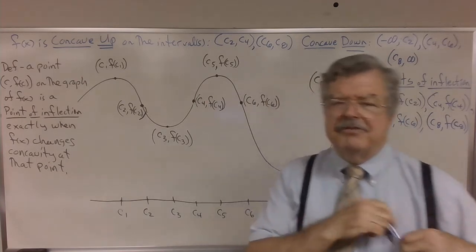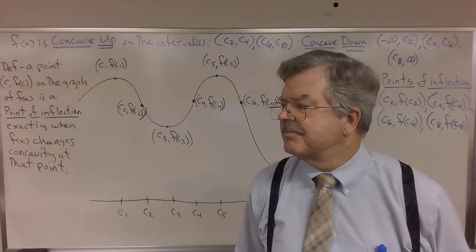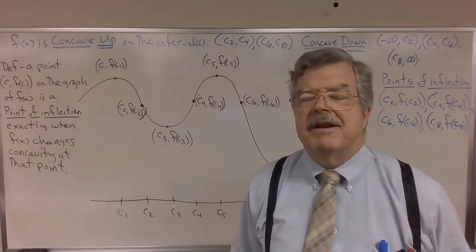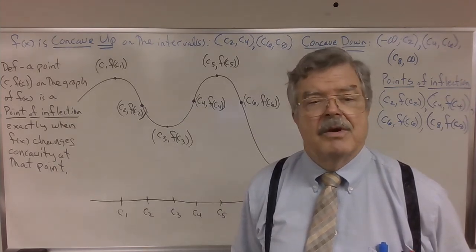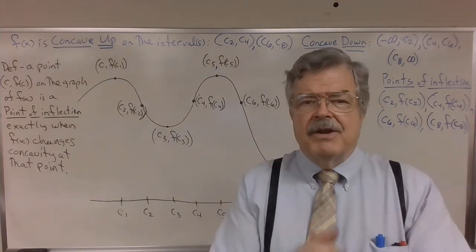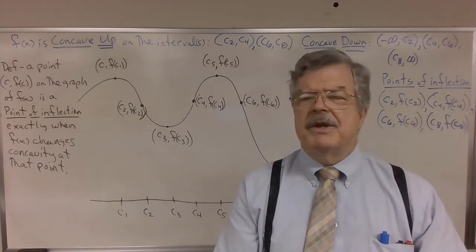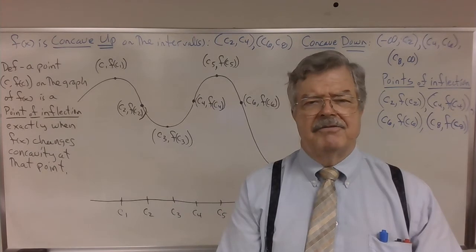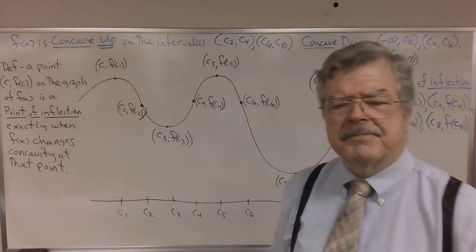Now, we have a conceptual idea of concavity. And we've identified or given a name to a point on the graph where the function changes concavity. If we don't know what the function looks like, how are we going to know where the function is concave up and where it's concave down? We'll talk about that in just a minute.